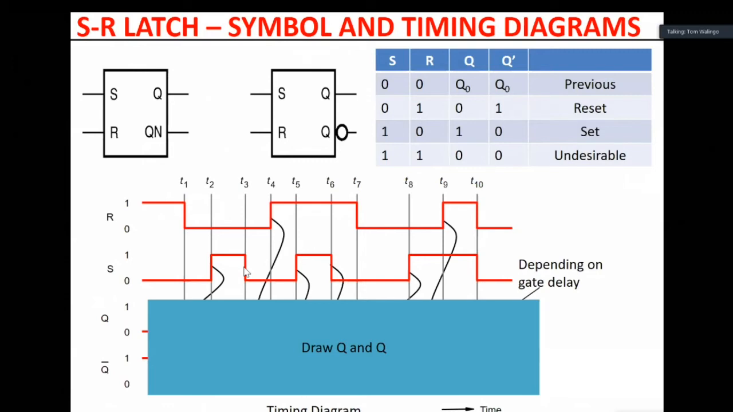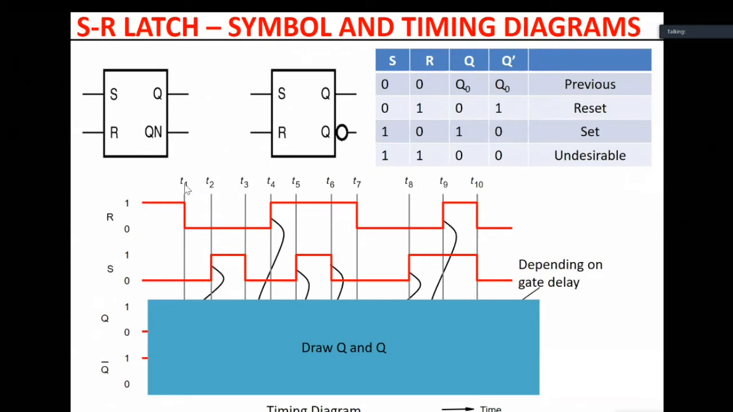So now let's go through this together. The set is 0. The reset is 1 from 0 to T1. What will be Q and Q complement? Reset is active high. So what do you expect here? So it should be reset. Reset means Q should be reset to 0 and the complement 1.